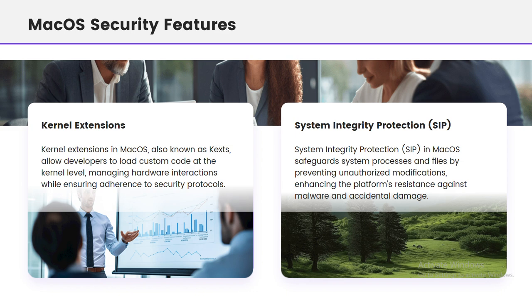macOS security features. Kernel extensions. Kernel extensions in macOS, also known as kexts, allow developers to load custom code at the kernel level, managing hardware interaction while ensuring security protocols. System Integrity Protection (SIP). SIP is known as System Integrity Protection. In macOS, it safeguards system processes and files by preventing unauthorized modification, enhancing the platform's resistance against malware and accidental damage.